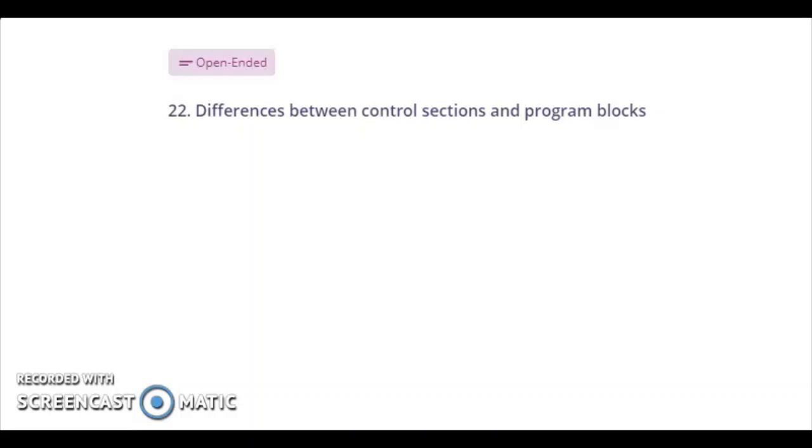Then what is the difference between control sections and program blocks? As we have seen in the previous questions, program blocks are segments of code that are rearranged within a single program unit. In the case of control sections, they are translated into independent object program units. How they are converted to object code and how they are managed in memory varies. Those are some of the differences that need to be included.